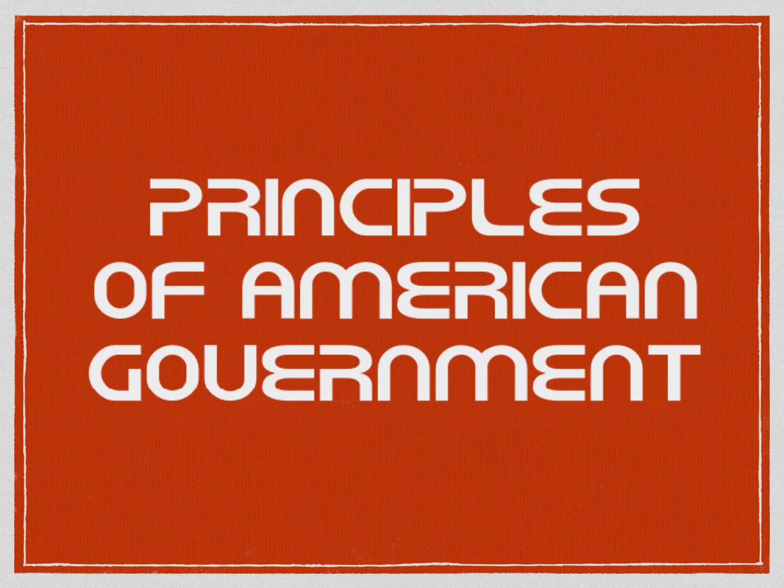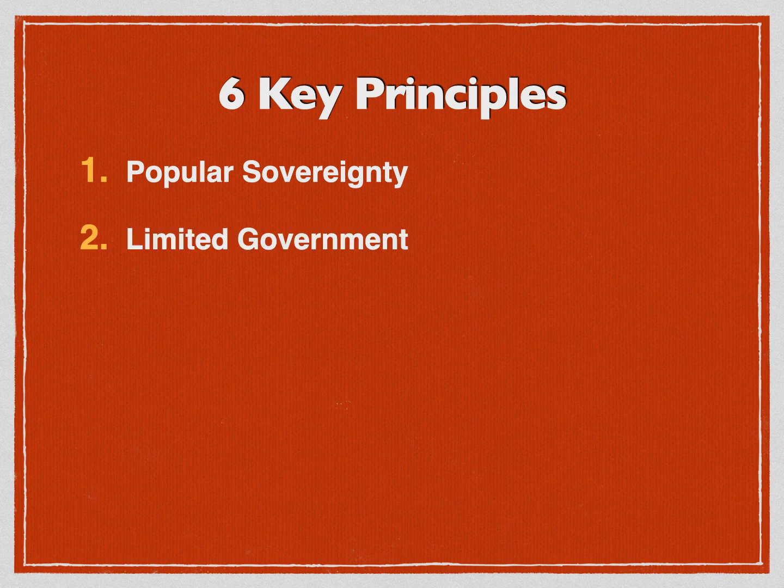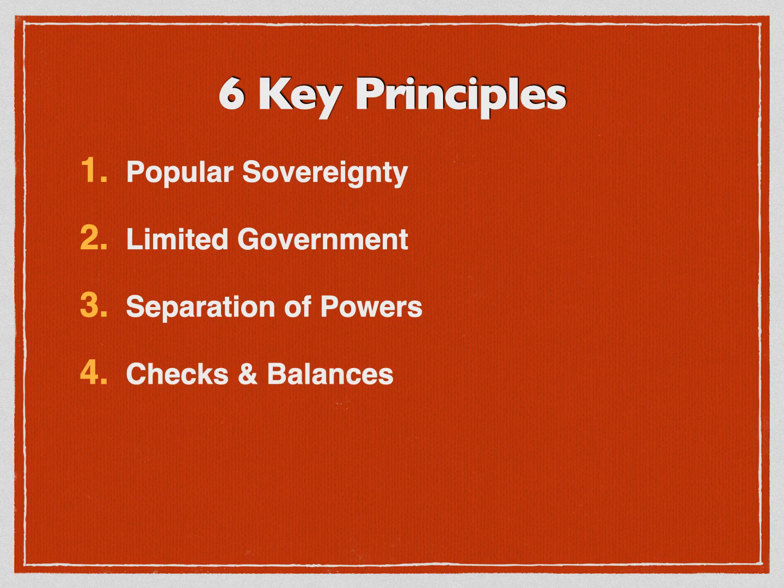So this time we're looking at the principles of American government. There are 6, in fact. These are concepts that you really should know about for the GED. There are 6 key principles of American government. There is popular sovereignty, limited government, separation of powers, checks and balances, judicial review, and federalism.